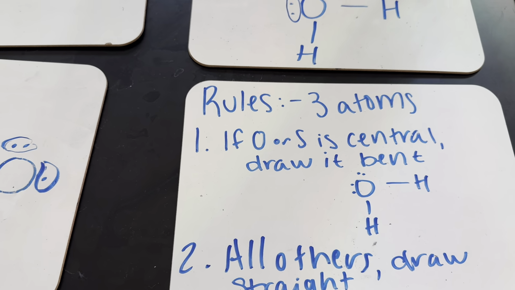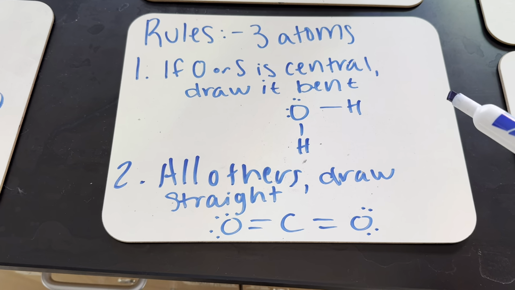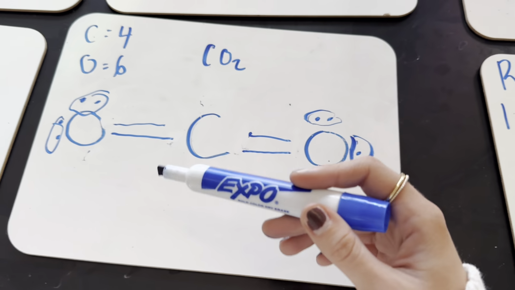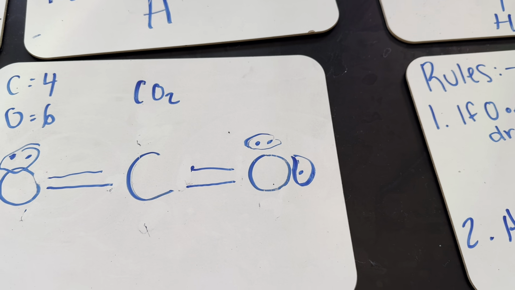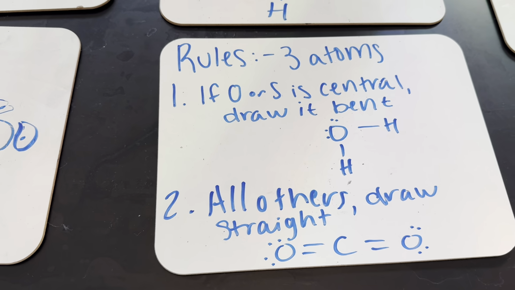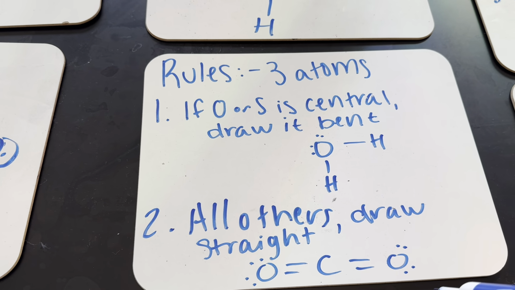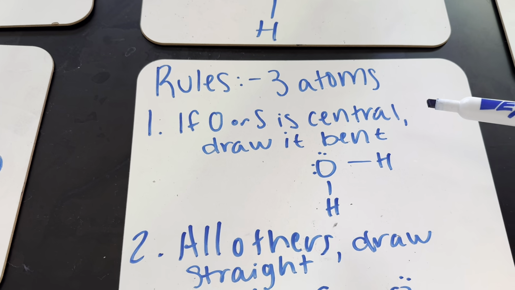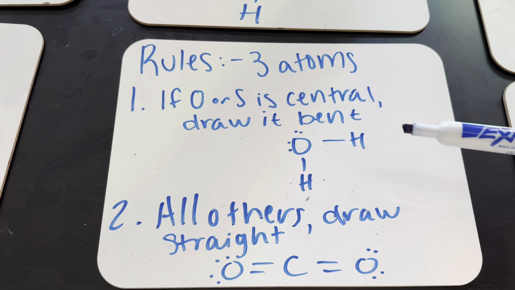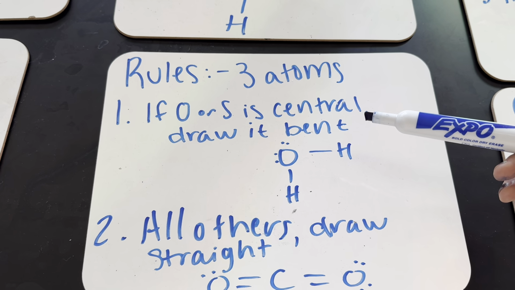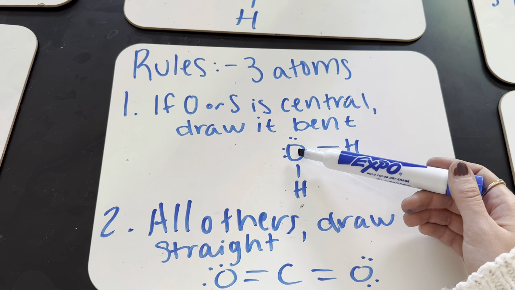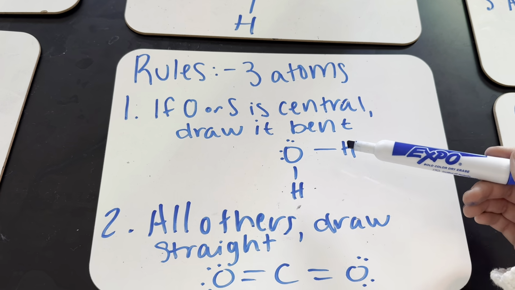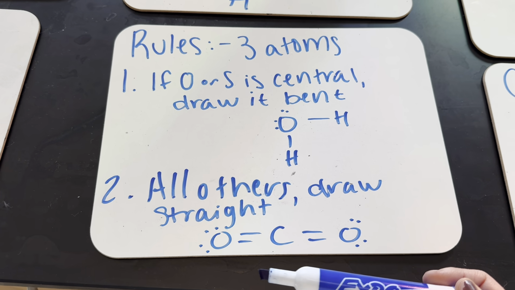Okay. So some rules when you have to draw it yourself, because up until this point we've just been doing the dots and lines, but when you have to draw your own Lewis dot diagram and put the atoms on there. These are the rules for 3 atoms, if you're given 3 atoms. If O or S is central, then you draw it bent. So that means if O or S is the one that's in the center, then you're going to draw it bent. And we'll talk about how to figure out which one is central.